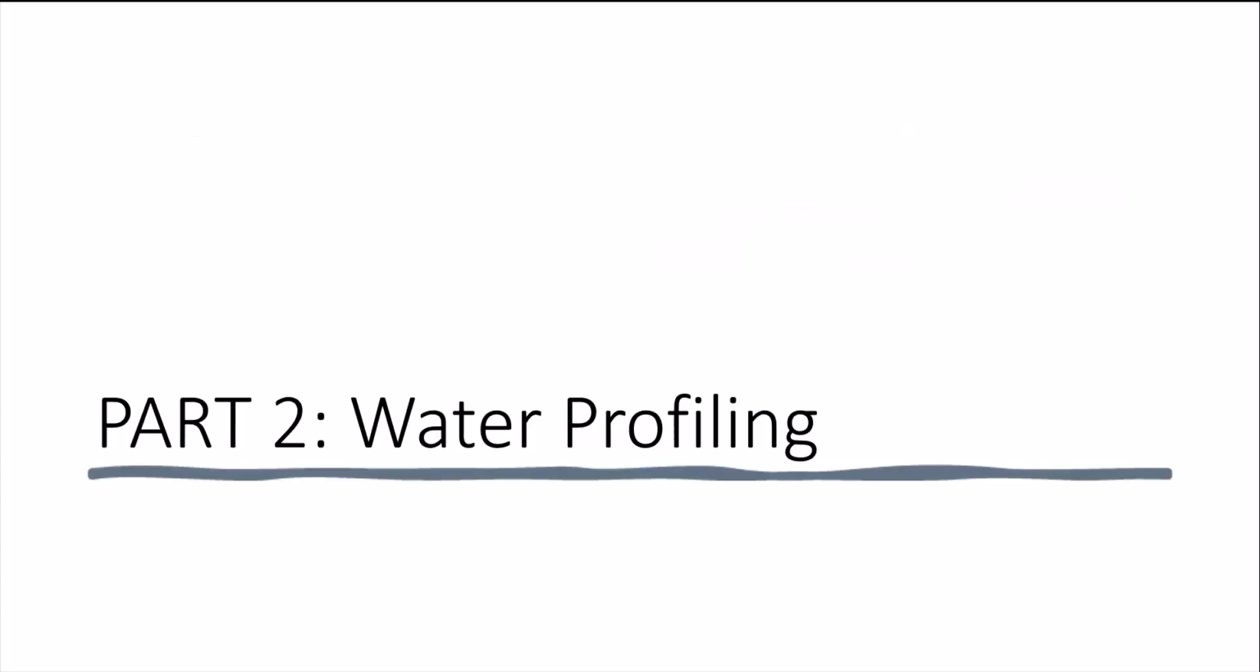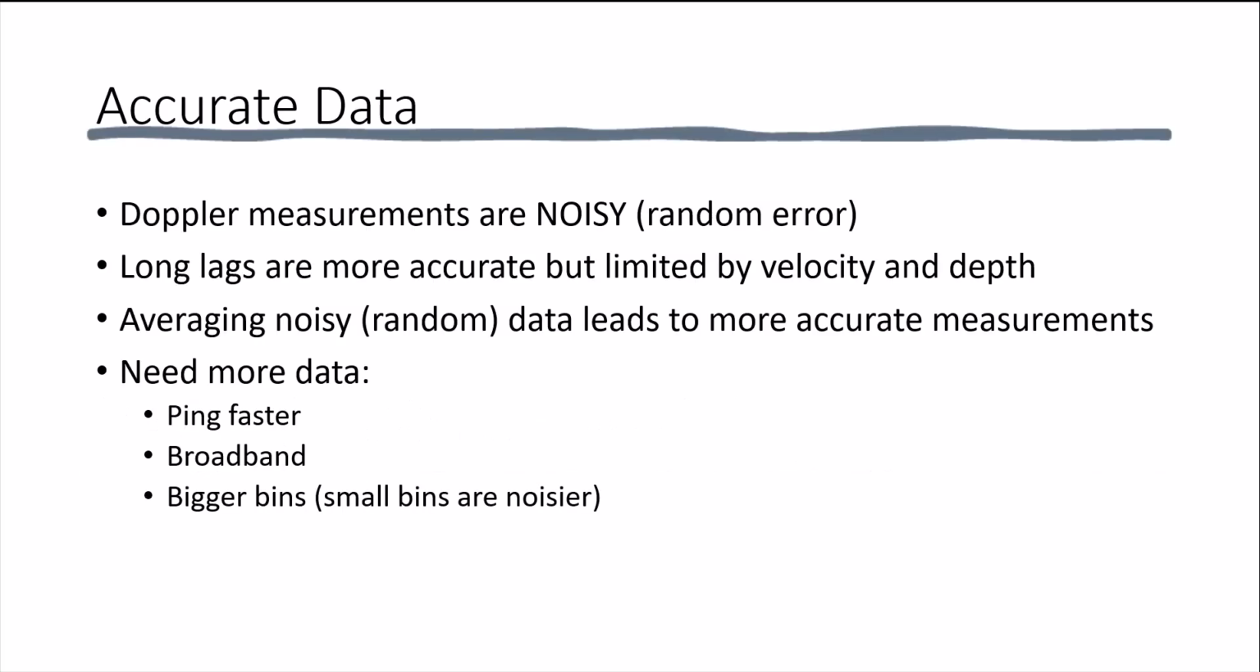The ADCPs we have just discussed are similar in how they profile the water column. Doppler measurements are inherently noisy. They have a lot of random error. Long lags are more accurate, but limit the maximum velocity and depth that can be measured. Averaging noisy or random data leads to more accurate measurements.